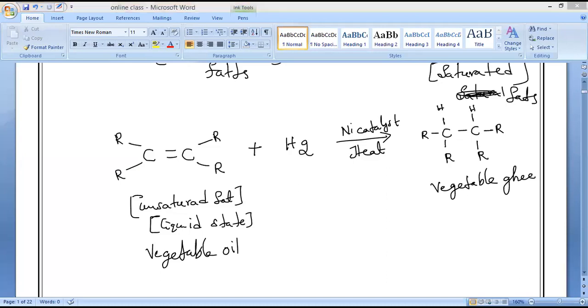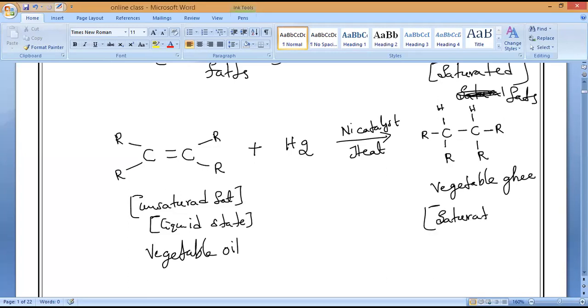So what is this fat? Saturated or unsaturated? Saturated. Saturated fat. What is the state of this one? Semi-solid. Semi-solid. Okay, now this is what it is.